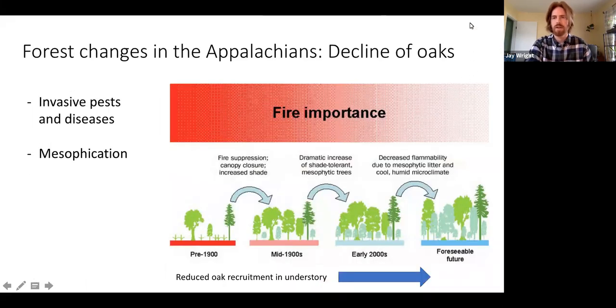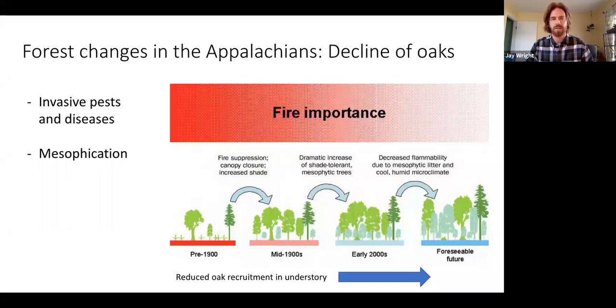All right, there are two processes of forest change occurring in the Appalachians that I'm concerned with in my research. I'm going to introduce those hopefully quickly, and then I'll really get into my research. The first one is the ongoing decline of oaks. Part of this is in response to invasive pests like gypsy moths and diseases like oak wilt and oak decline. But one of the biggest issues here is something called mesophication.